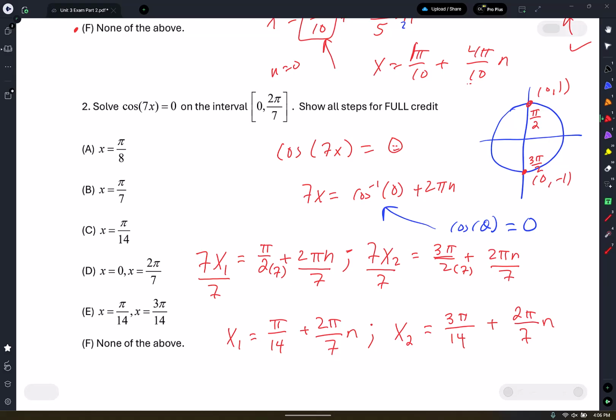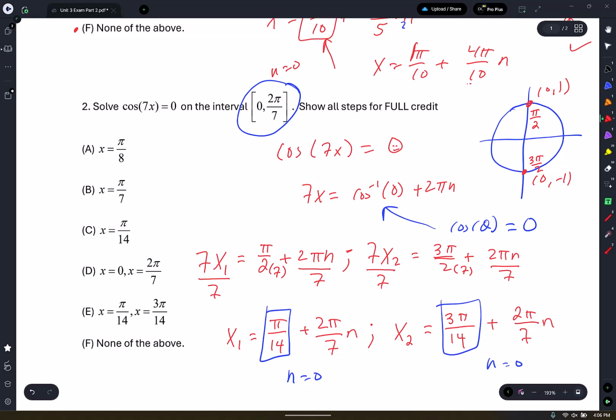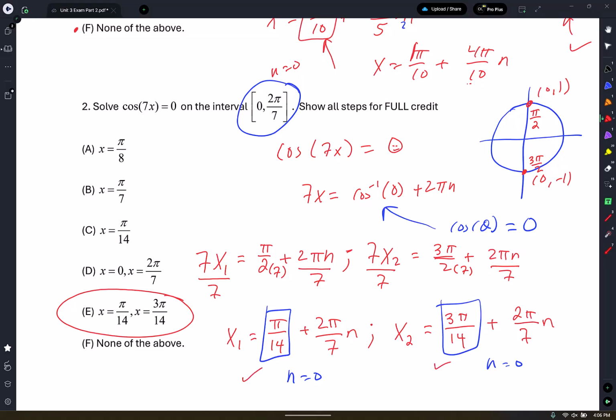All right. If n equals 0, there's my answer, pi over 14, and 3 pi over 14. Notice my domain is between 0 and 2 pi over 7. So you cannot add 2 pi over 7 to this because it would be outside of that domain. So there it is, pi over 14 and 3 pi over 14. Check mark and check mark. How do we feel? Okay. You feel okay? All right.